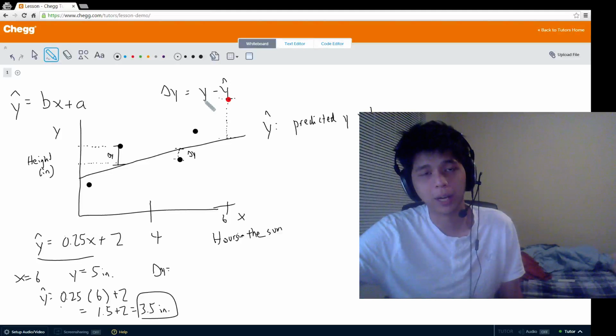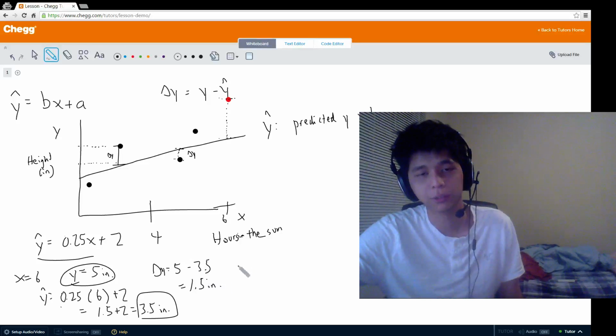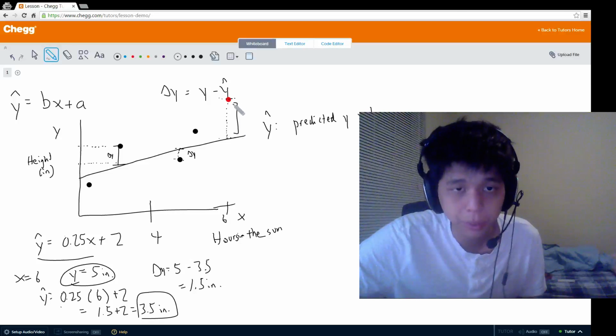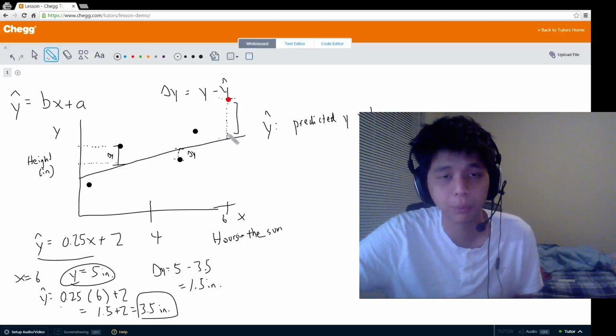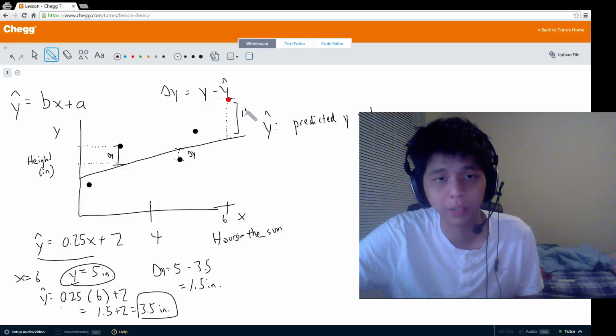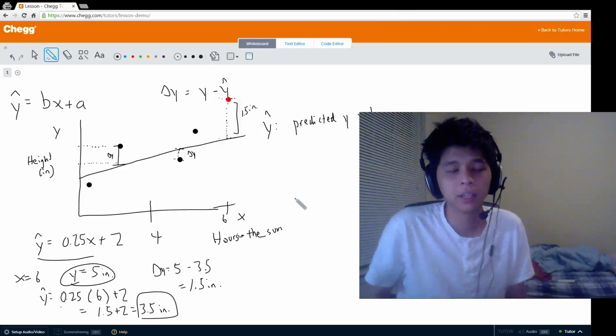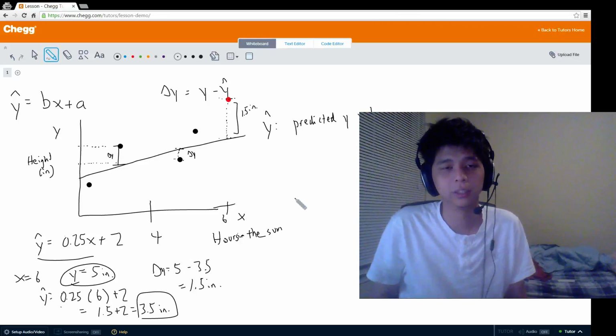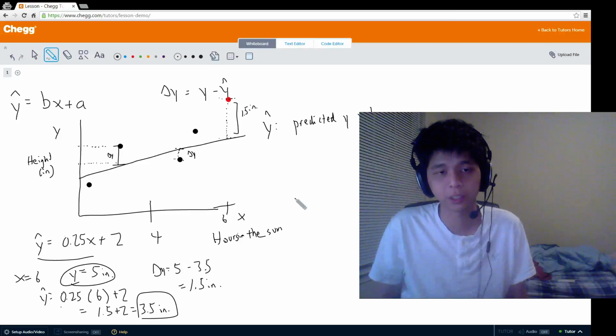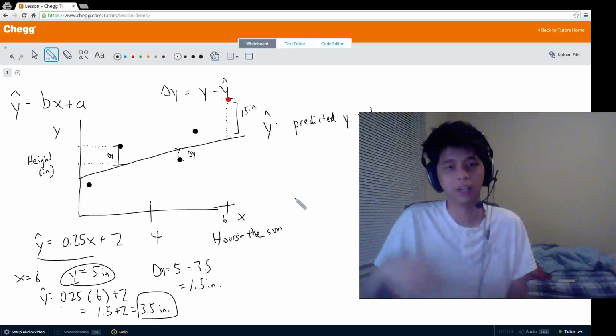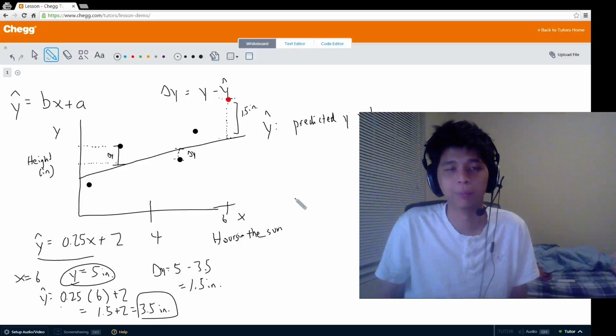So our delta y is equal to our y, which remember is our actual y value. Our actual y value is given to us. It's 5 inches. So 5 minus our y hat, which is our predicted y value, so 3.5. So our residual is going to equal 1.5 inches. And that's going to be the value of the difference in height between this point and the line. So 1.5 inches. So this lets you say that the prediction based on the regression line was off by 1.5 inches. And that's how you can apply residuals to word problems involving plots, x and y plots.